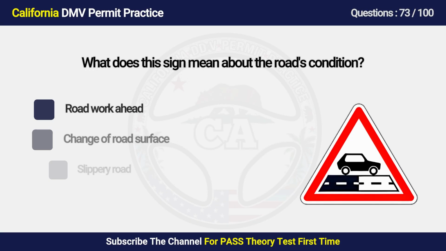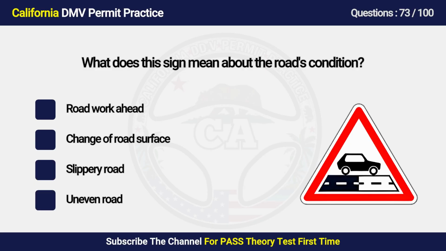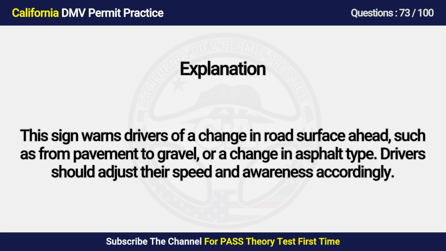Question 73. What does this sign mean about the road's condition? A. Road work ahead. B. Change of road surface. C. Slippery road. D. Uneven road. Answer is B. Change of road surface. This sign warns drivers of a change in road surface ahead, such as from pavement to gravel, or a change in asphalt type. Drivers should adjust their speed and awareness accordingly.